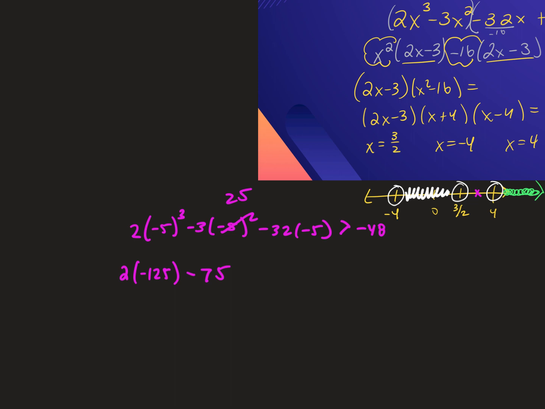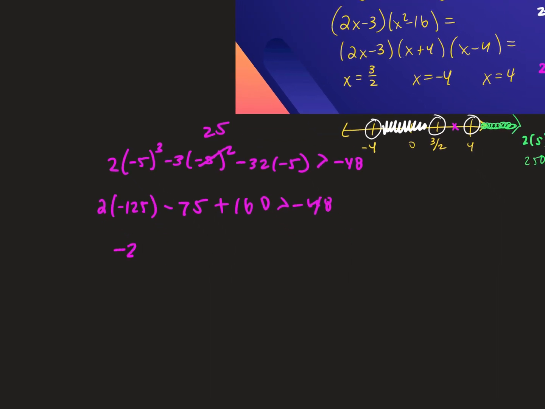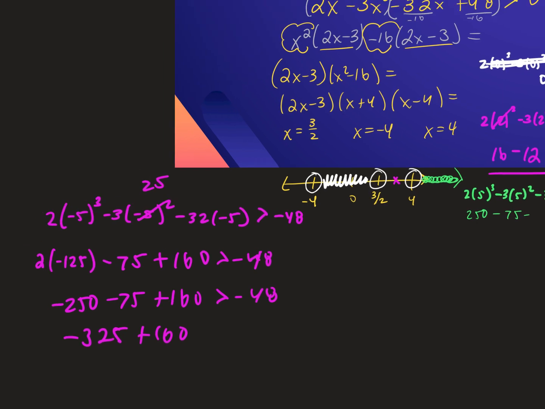What's negative 32 times negative 5? Positive 160, right? Then minus 48. Whoops. So this is negative 250 minus 75 plus 160 greater than negative 48. What's negative 250 and a negative 75? Negative 325. If I add 160 to negative 325, is that going to be greater than negative 48? No, it does not work. That's why this area does not work.